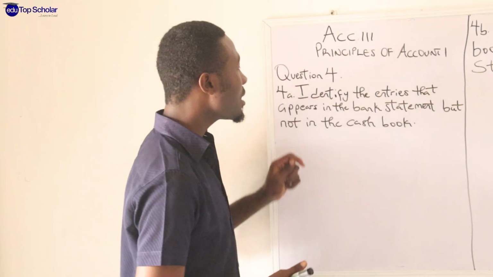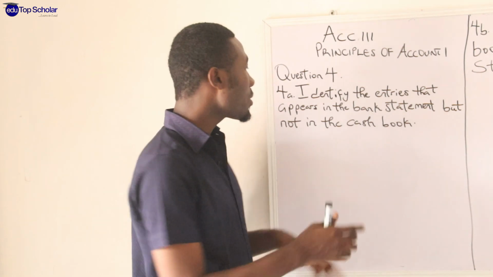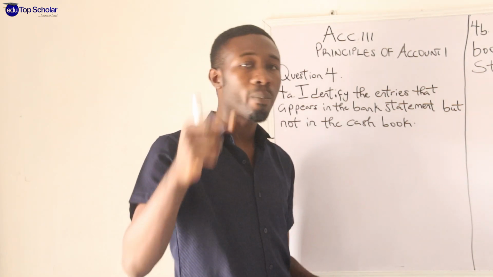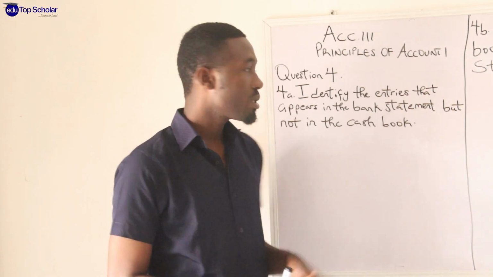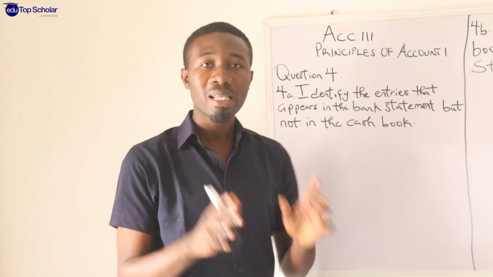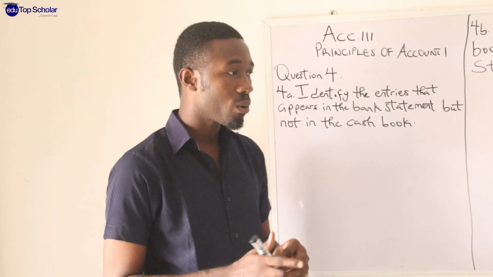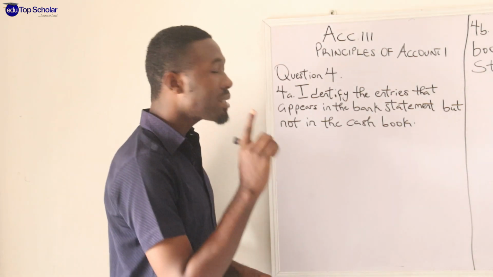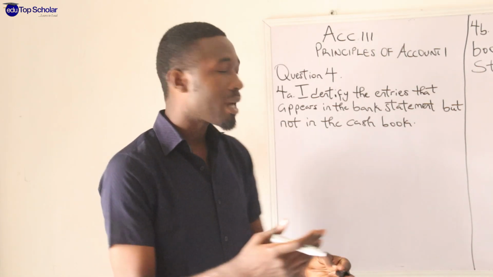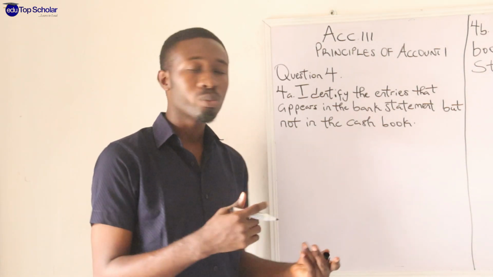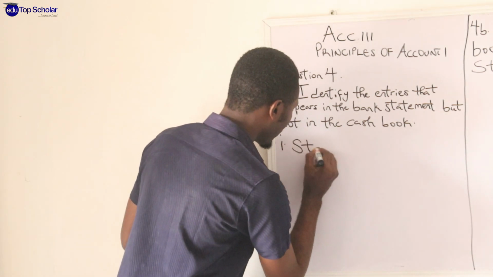So now the question is saying that you should identify entries, that is transactions, that appear in the books of the bank that may not appear in the cash book. So those are the things that you are asked. For exam purposes, if you are asked this kind of question, they are very straightforward and simple. So number one thing that can show in the bank book that will not appear in the cash book, which is our own book now, is number 1, standing order.